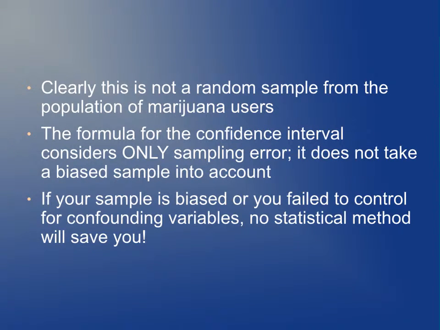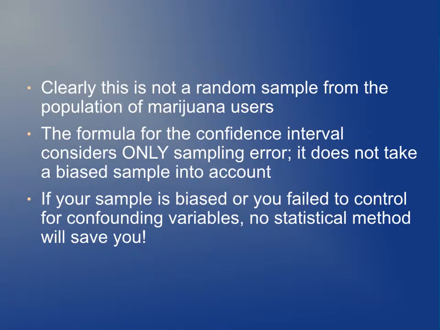Well, the big problem here is this isn't a random sample from the population of marijuana users. The formula for the confidence interval only considers sampling error. It doesn't take a biased sample into account. If your sample is biased or otherwise not representative of the population, you are dead in the water coming straight out of the gate. It does not matter how large your sample size is.